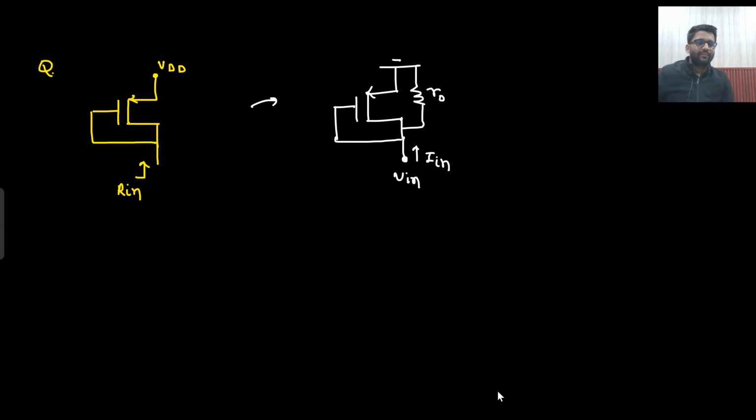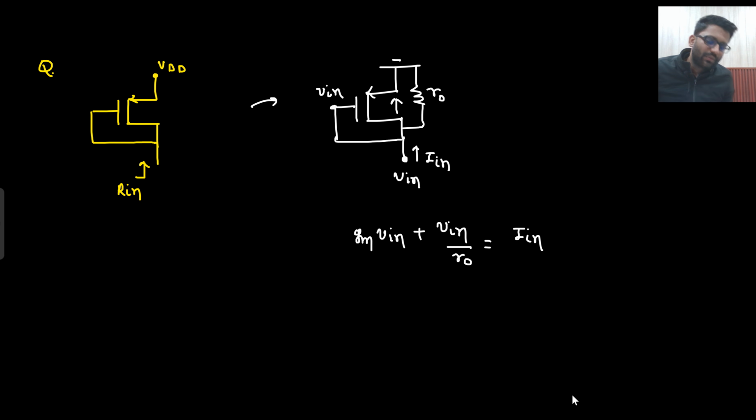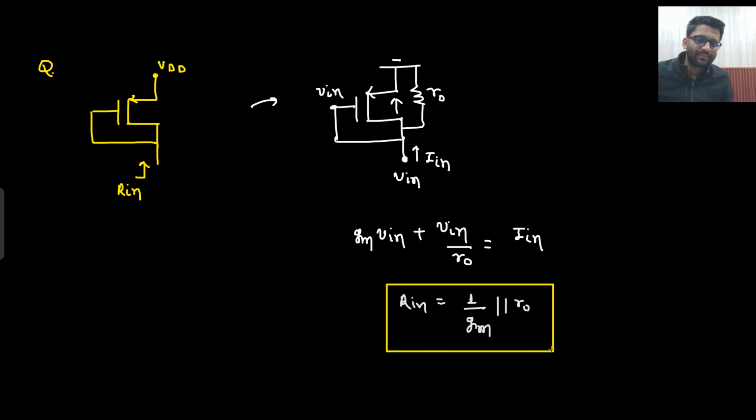Now, can I write down the current in MOS? Yes, because if this node is Vin, then this node will also be Vin. So the current in MOS, if I am writing from Vin to ground, in the upward direction, will be Gm Vin. And what will be the current in R0? That would be Vin by R0. So this will be equal to In. So what am I getting? My Rin is equal to 1 by Gm parallel with R0. So this is my Rin.